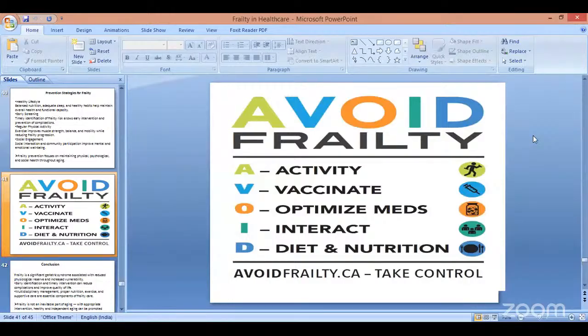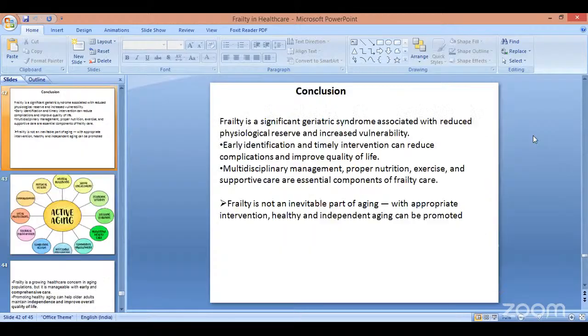So, to avoid frailty, there is a mnemonic. We have to do activity. We have to vaccinate properly. The patient has to be vaccinated for the flu every year, above 65 pneumonia every 5 years, and shingles. So they have to be taken care of like that. Optimize the meds. Interact, like social interaction, diet and nutrition. By that, we can avoid frailty somehow.